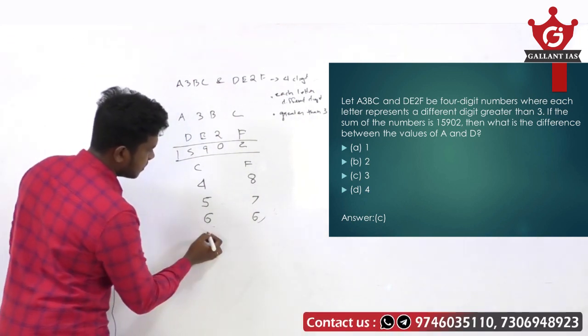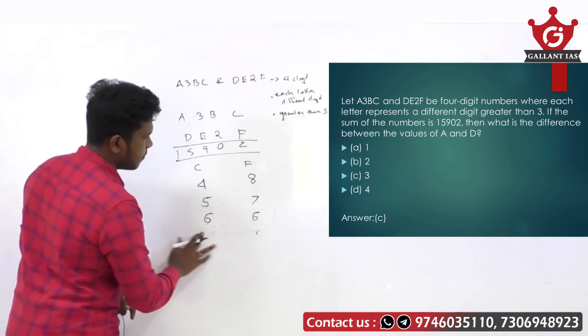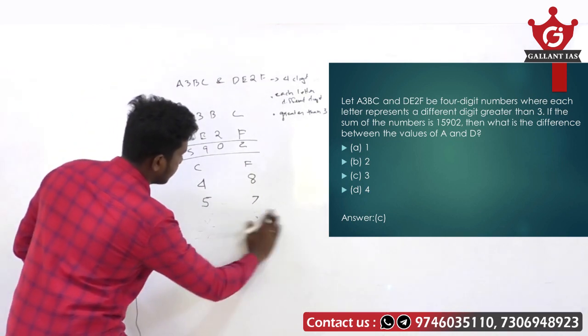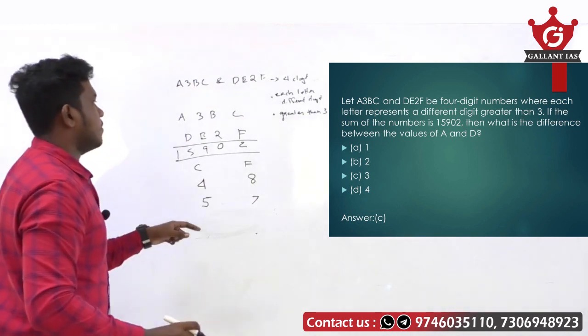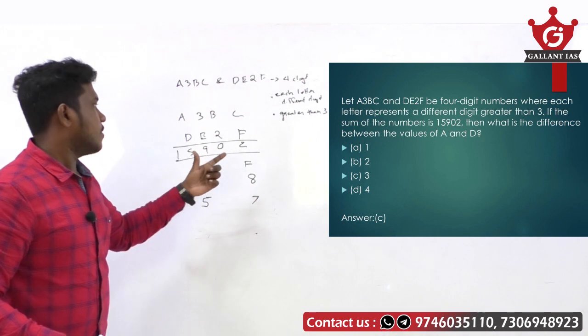Okay, and when we assume 7, here it will be 5, and that is actually a repetition. Okay, so these are the possible values. So 6 is repeated. These are the 2 possible values. Okay, now our next aim is to give values for C and F.